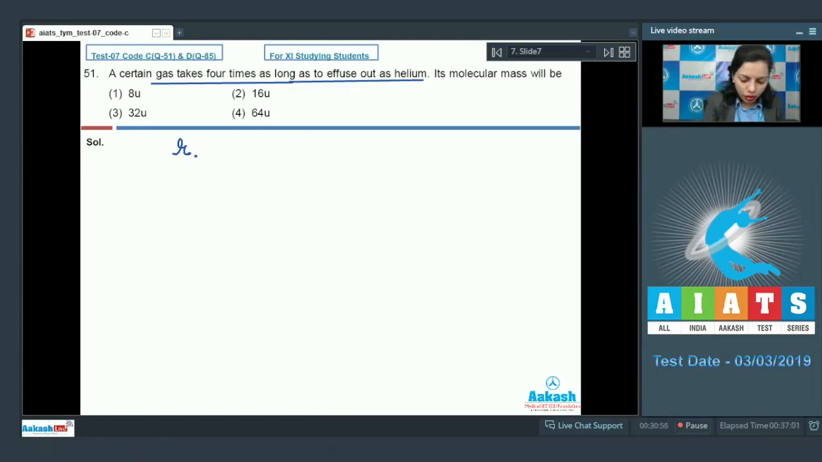If I talk about the time utilized during the process of effusion, that also decides the rate. So the rate of effusion of that unknown gas, suppose that is Rg, is equal to certain mass divided by the time taken by it. So we can say Rg is inversely proportional to Tg for that particular gas. Tg is the time taken by that gas, and Rg is the rate of effusion of that unknown gas. Similarly, for helium, the rate is inversely proportional to the time taken by helium to effuse. These two relations we have.